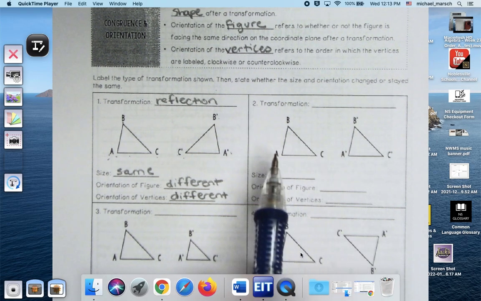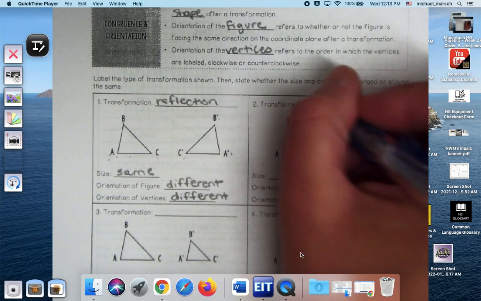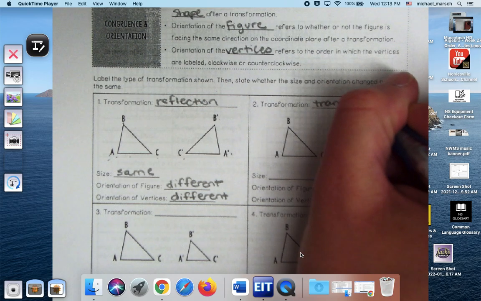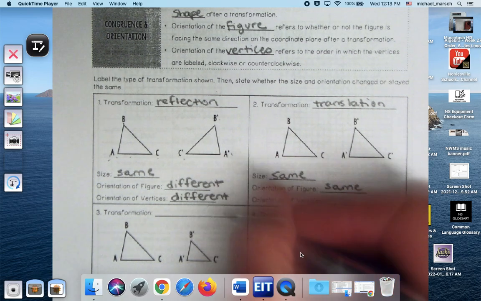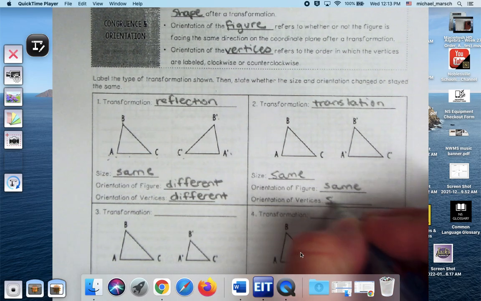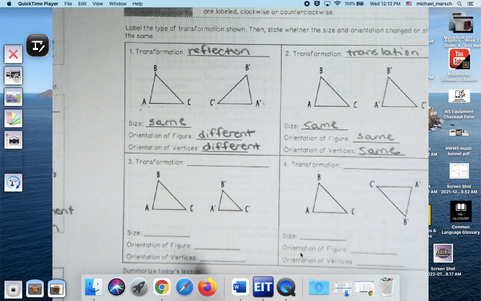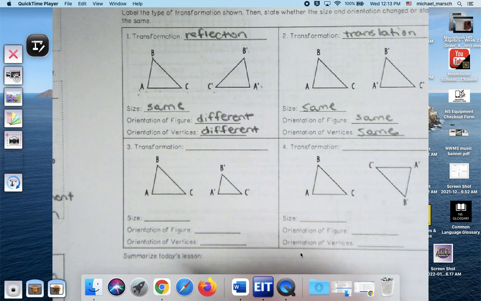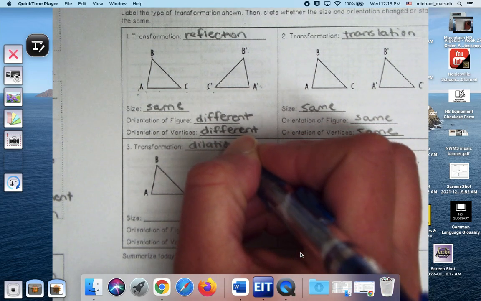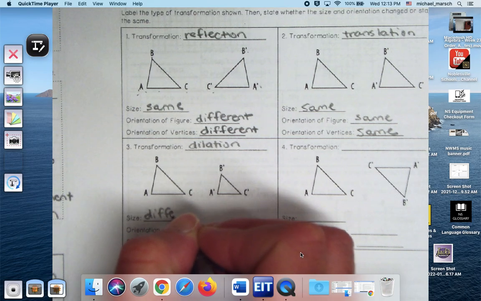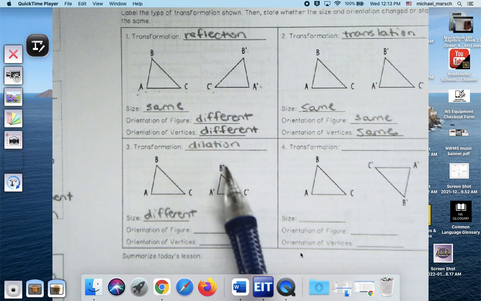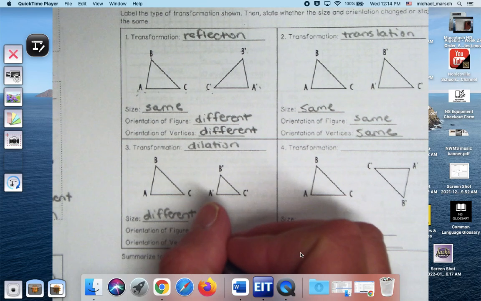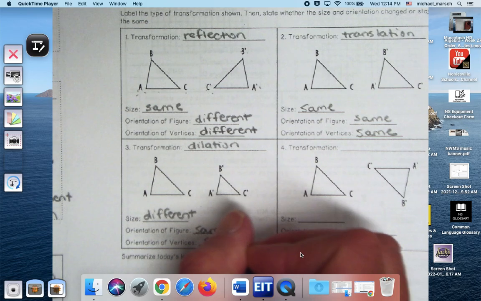Transformation 2 is a translation. And the nice thing about a translation is that everything stays the same. It just shifts into a different location. Number 3 is a dilation. The size is different, right? Do we have a reduction or an enlargement? It is a reduction because A prime, B prime, C prime is smaller. Orientation is the same of the figure. Orientation is the same of the vertices.